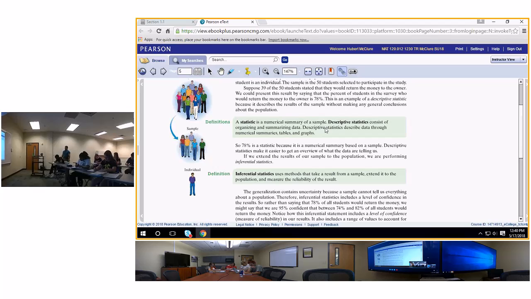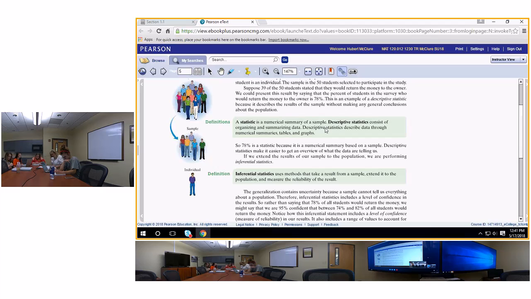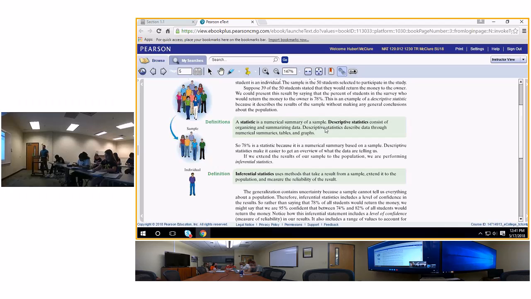Let's say that you go out and you want to find out how many people at the Anderson campus are in the Marlboro Club, how many people drive a truck, or how many people drive an SUV, or whatever you want to find out. And you go out in the parking lot and you ask 500 people. Then you are using descriptive statistics. You are finding your own data.